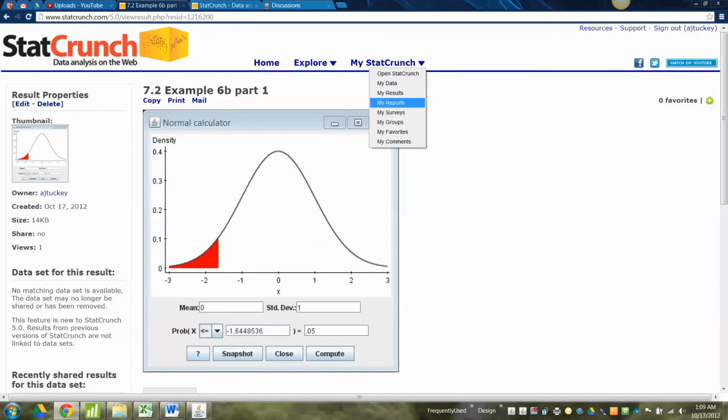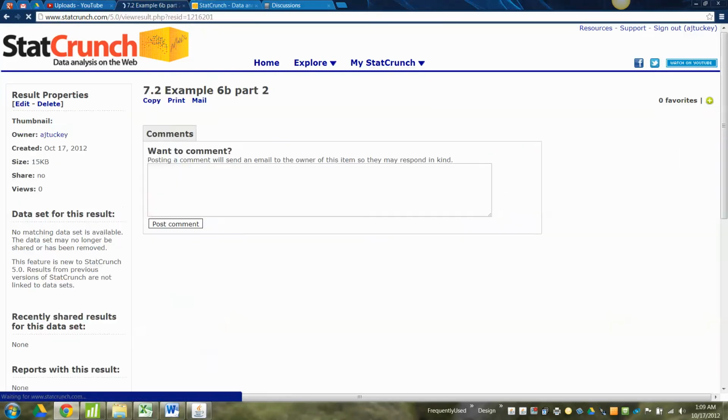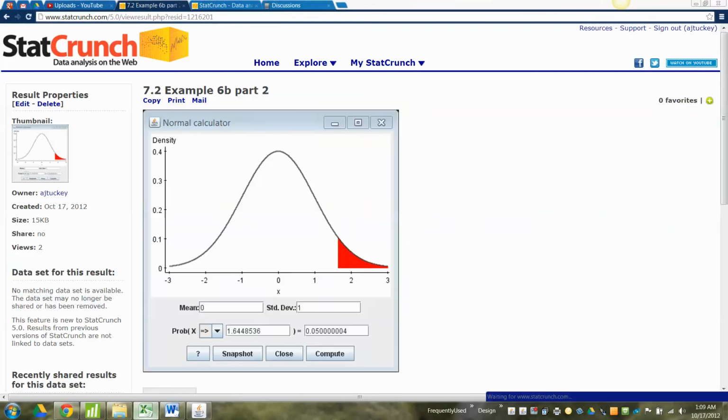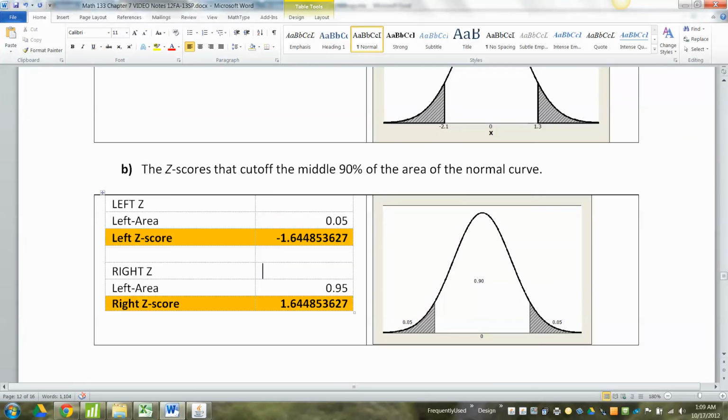Nope. There we go. My results. There's the second part. Copy. Paste. All right, and you can see it's backing us up. The same numbers, negative 1.645, positive 1.645. All right, I'm going to save. Always good to save. Okay, so let's go back here.